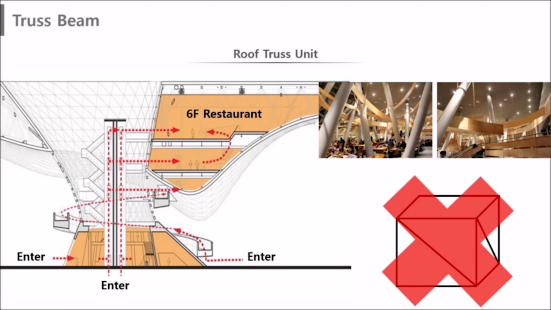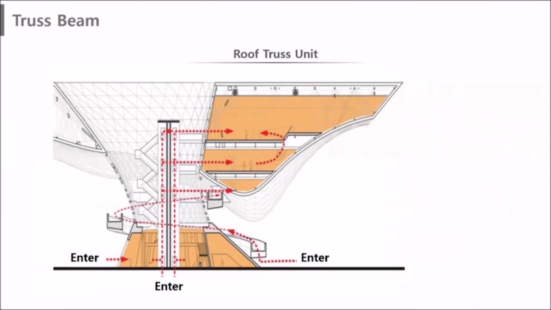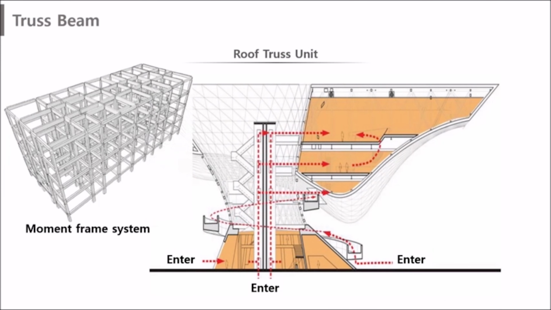For the roof, the truss unit had the same pattern, but the part that is used as the dining area did not have diagonal truss members, for the usability of the space. Instead of trusses, this part uses a moment frame system consisting of vertical and horizontal steel members to form the structure of the roof.